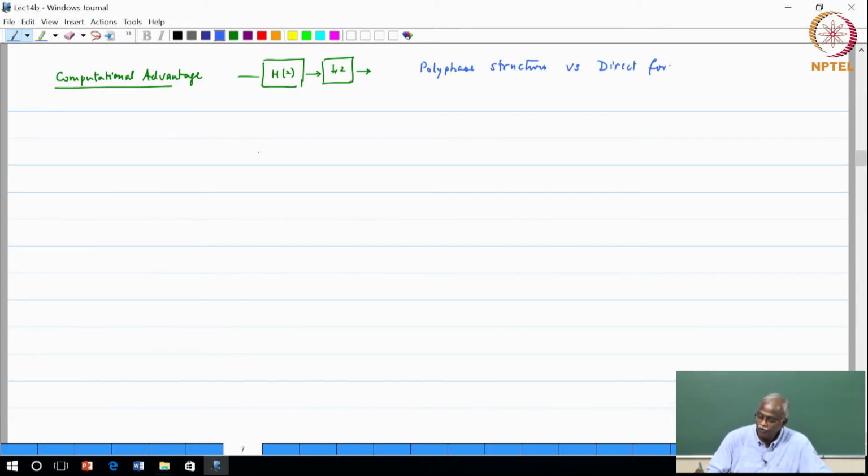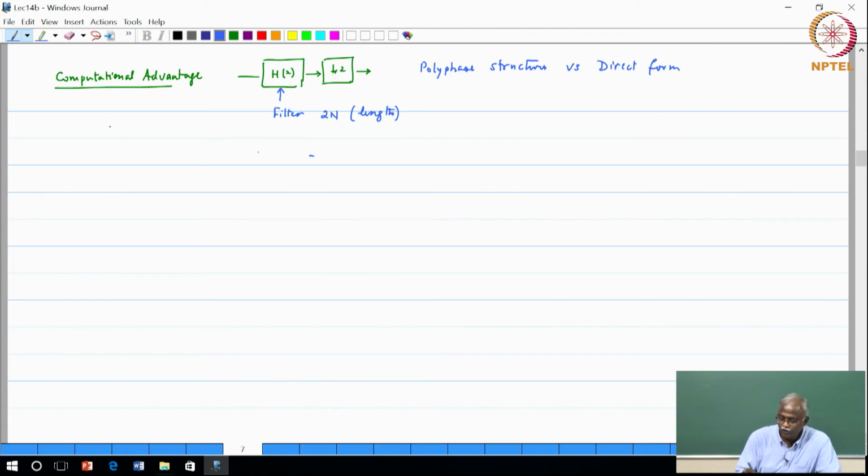The direct form is a form that you would have looked at. Basically it is a combination of delay elements, multipliers, and then the adder. So let us take the case that H of Z is an FIR filter of length 2n. This is the length of the FIR filter, which means that there will be 2n minus 1 delay elements and 2n multipliers.